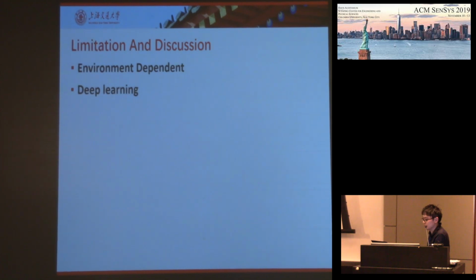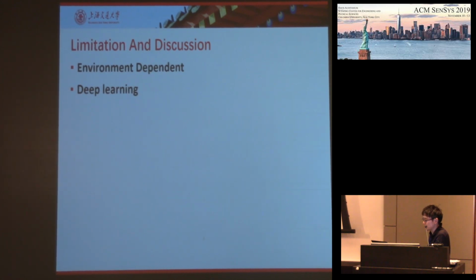And our work also has some limitations. First is environment dependence. Since we use a validation dataset to determine the final localization models, our system is environment dependent to some extent, which means if the environment changes, our accuracy may decrease accordingly. And the second is deep learning. Because we adopt deep learning algorithms, we are not quite sure how the convolutional neural network processes the hologram and how it learns these patterns.